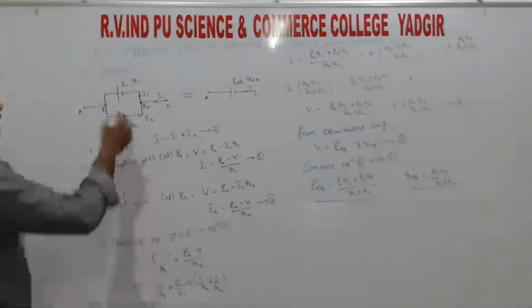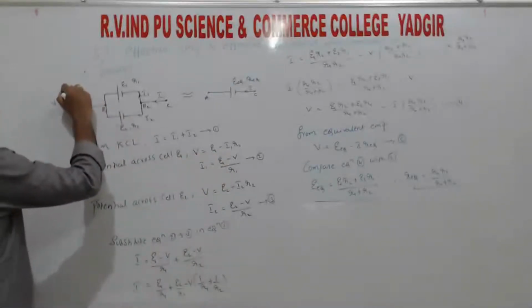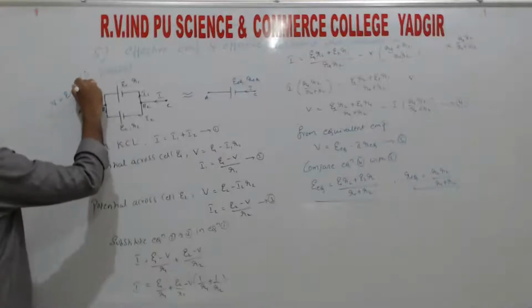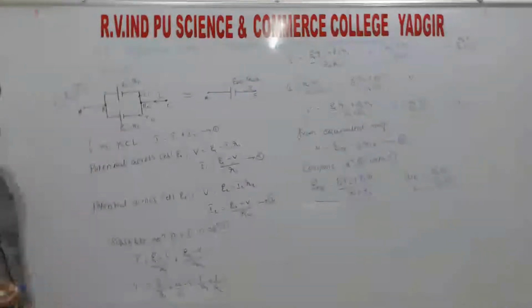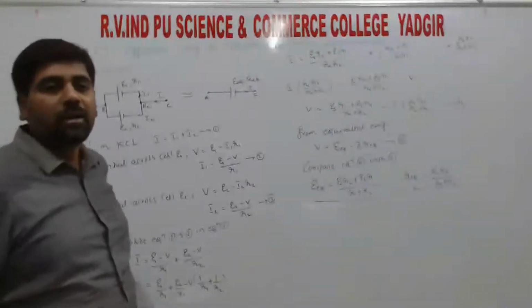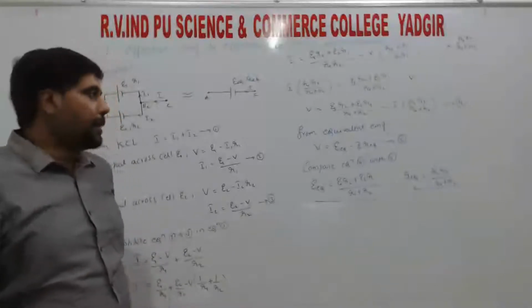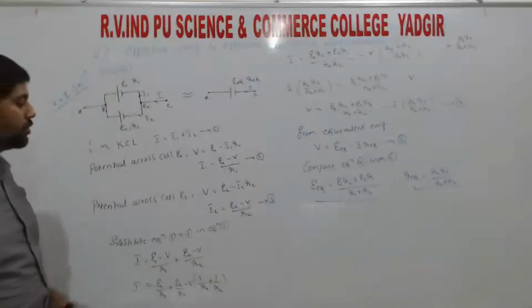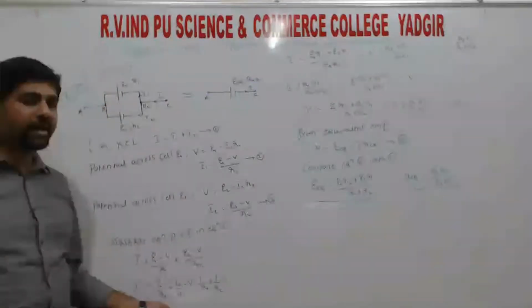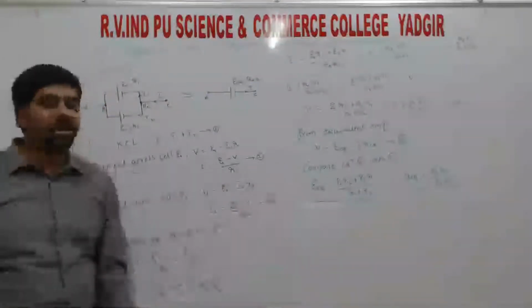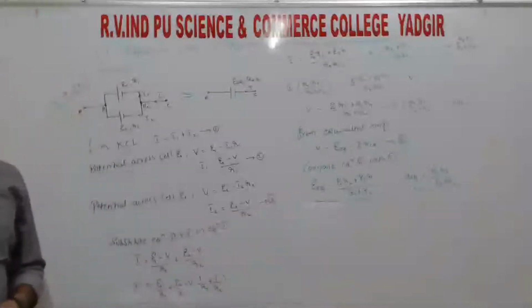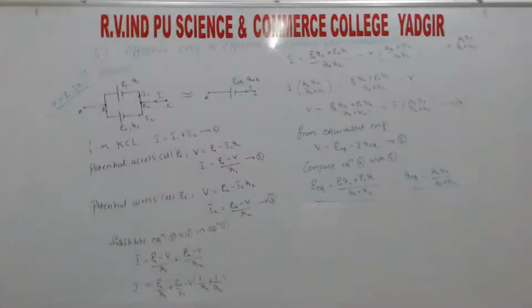That is a standard relation, we have also derived it. V is equals to E minus IR, where I is the current which is flowing in the circuit and R is the internal resistance and V is the potential applied across the cell, right? So next to mathematical simplification, rearrange and simplify, we get the relation, right? So these two, parallel is done.